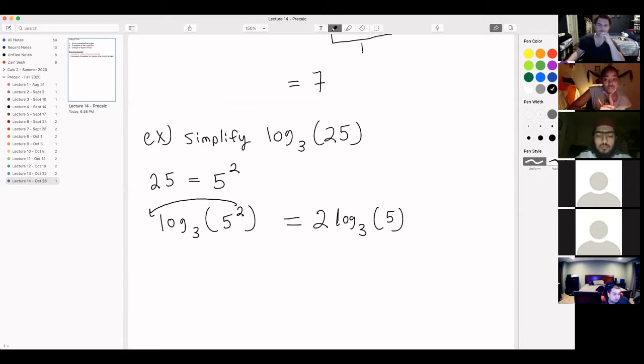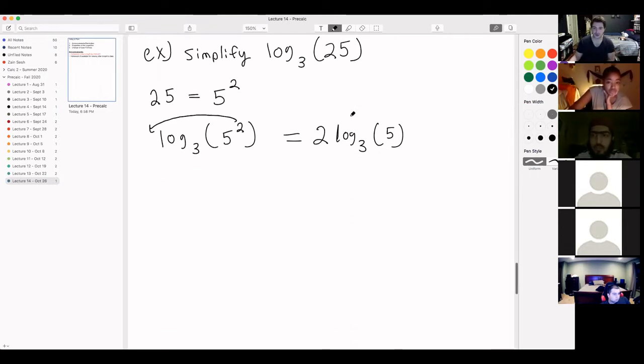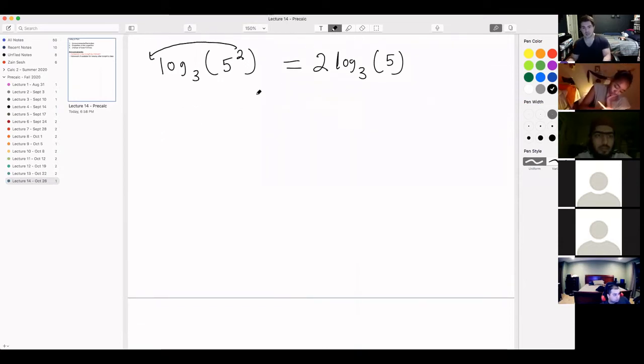So any questions on anything so far? All right, so we'll move on then. We'll talk about some things called the inverse properties. So that's the next heading, inverse properties.